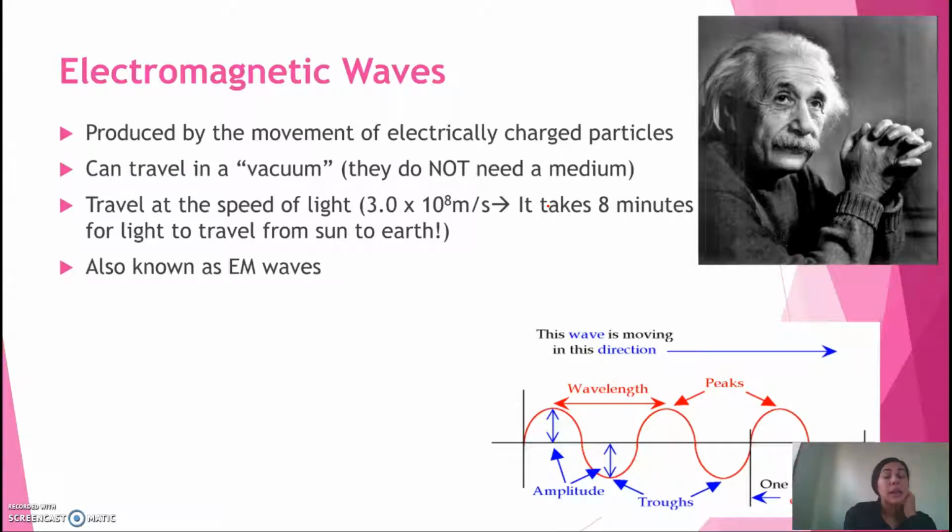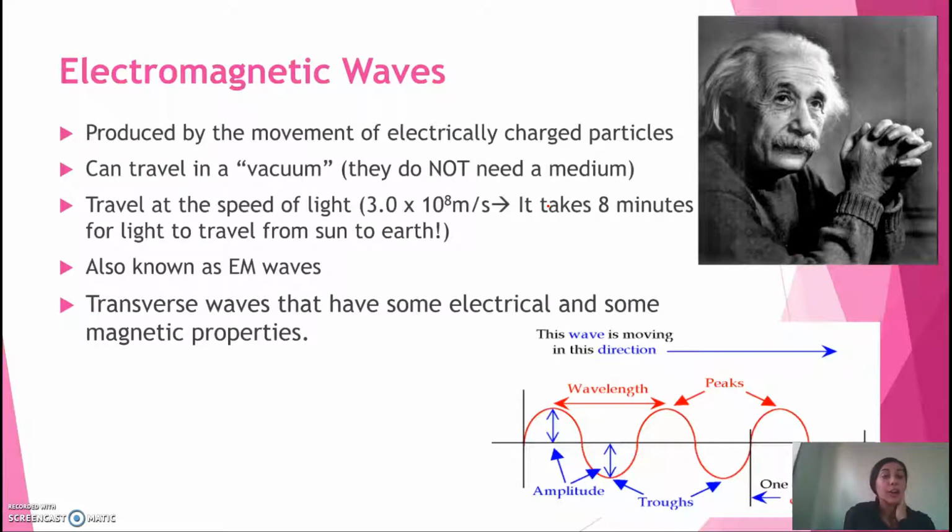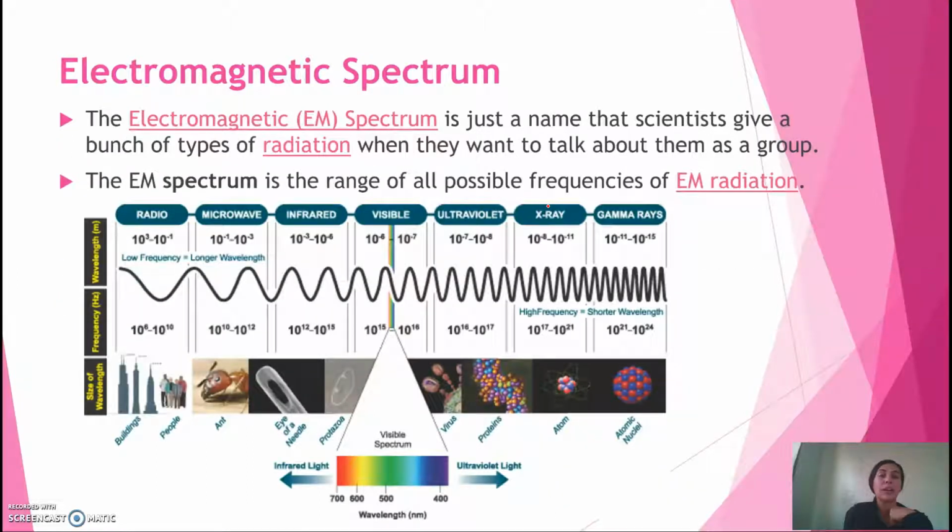EM, or electromagnetic waves, are also known as EM waves, and they are transverse waves that have some electrical and some magnetic properties. When electrical and magnetic fields work together, it produces this wave-like pattern. So the electromagnetic spectrum is just a name that a group of scientists gave the groups or the types of radiation when they want to talk about them together.